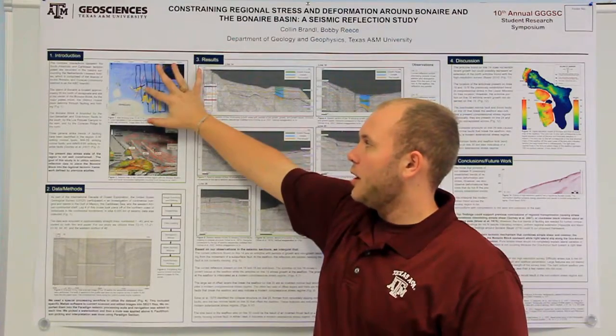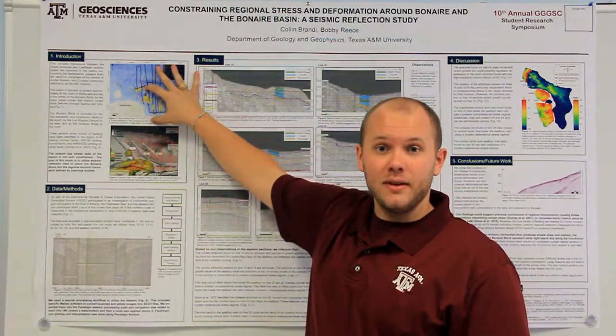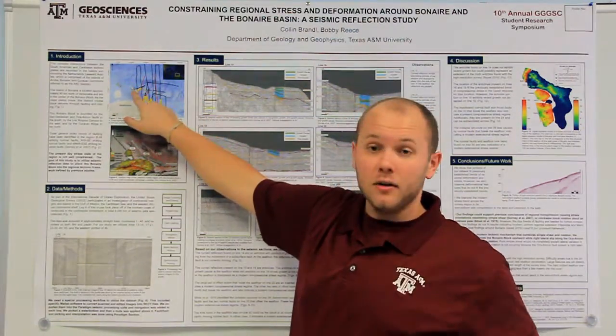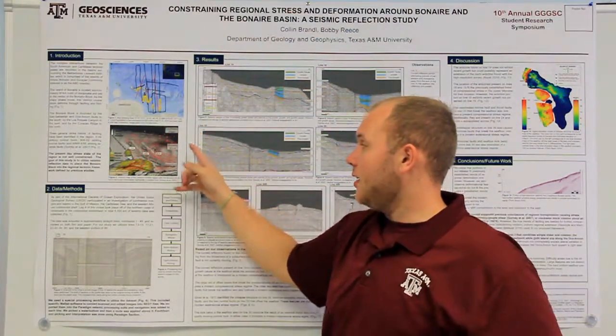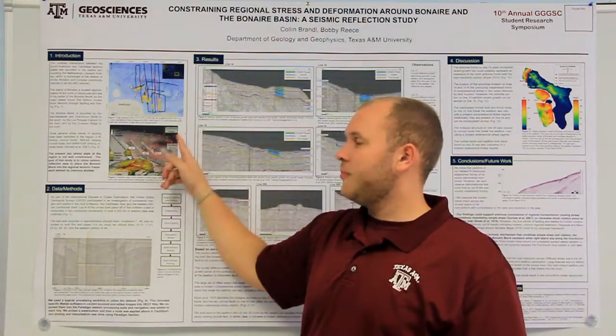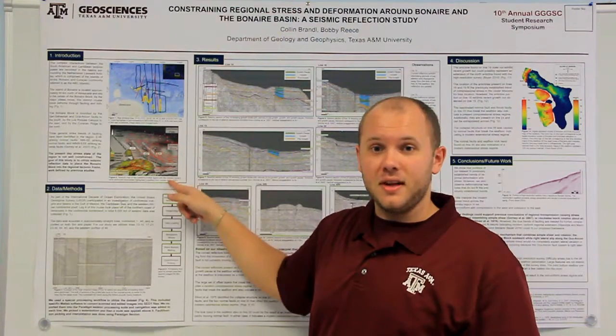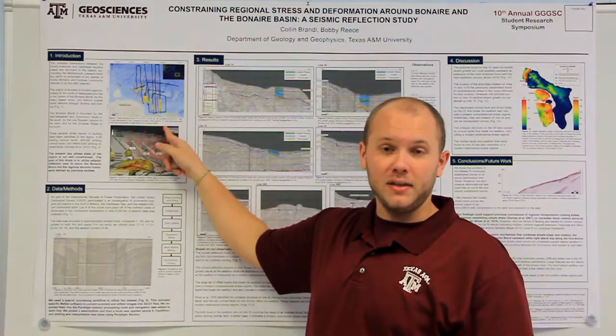Bonaire is an island located approximately 90 kilometers north of Venezuela. It is part of the ABC Islands: Aruba, Bonaire, and Curacao. The ABC Islands sit in the center of the Bonaire block. This distinct crustal block buffers the interaction between the South American and the Caribbean tectonic plates.